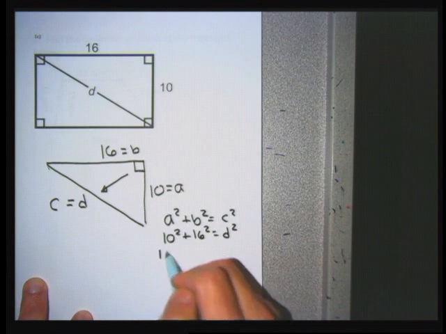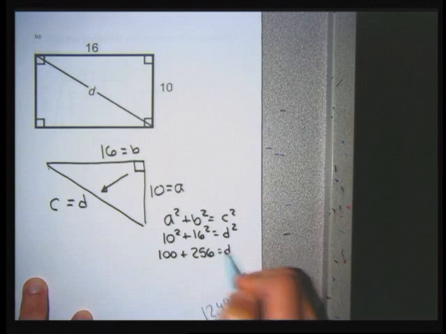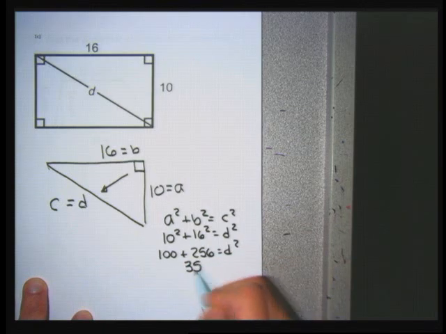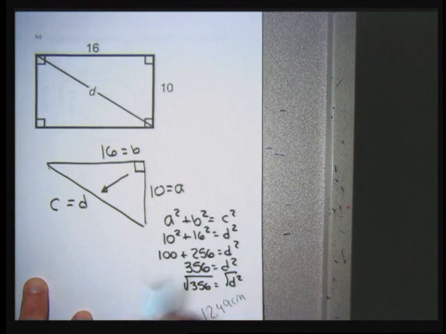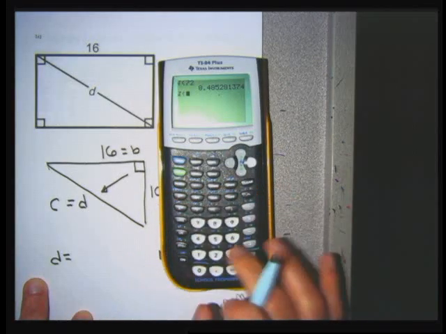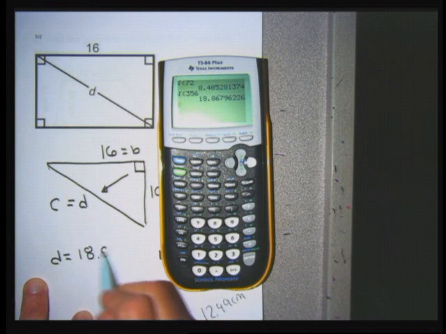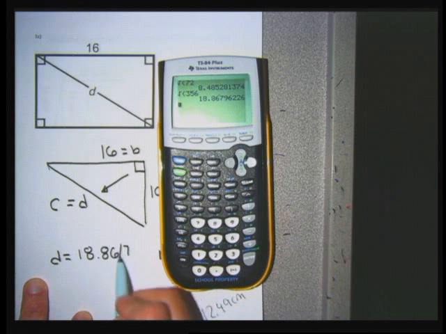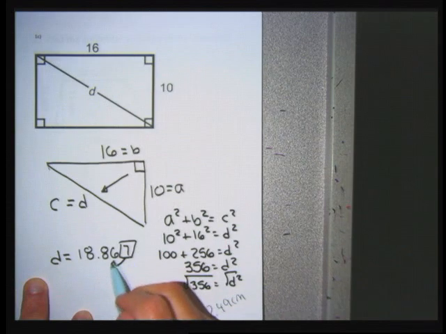So now this is going to give me 100 plus 256 equals D squared. So I get 356 equals D squared. I get the square root of 356 equals the square root of D squared. That's going to give me D equals, and I'm going to carry 3 decimals. So I'm going to do second square root 356, and I get 18.867. Again, if I'm rounding to 2 decimal places, I need the number in the 3rd decimal place. If the number in the 3rd decimal place is 5 or bigger, you round up. So I'm going to round up.